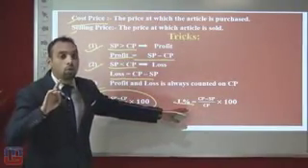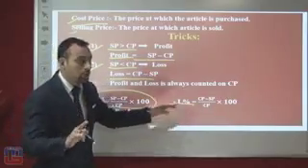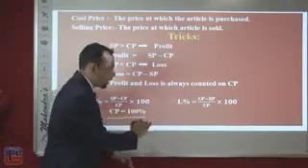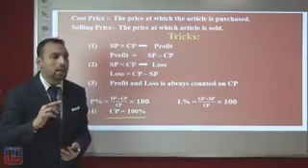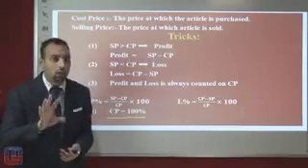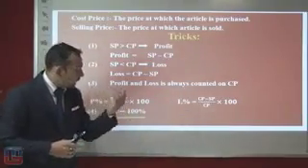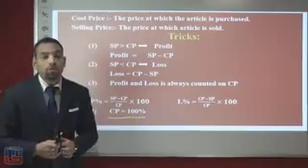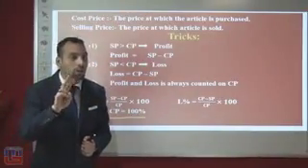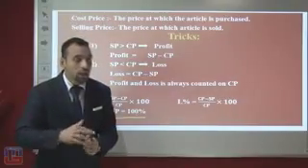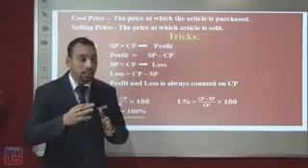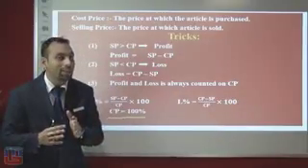And the last and very important trick is that CP is always 100%. You have to always assume CP 100% while solving any question of profit and loss. So these are the 4 important tricks you have to keep in your mind while solving the question. Now let us see how these 4 points will be helpful to find out the answer quickly.